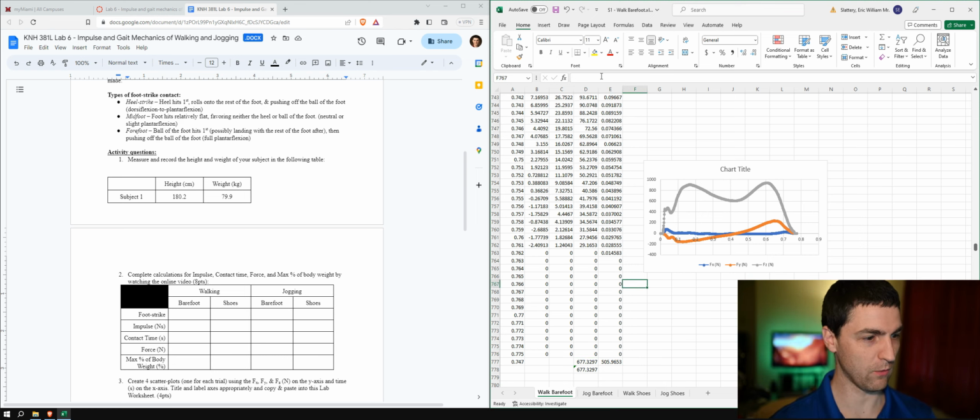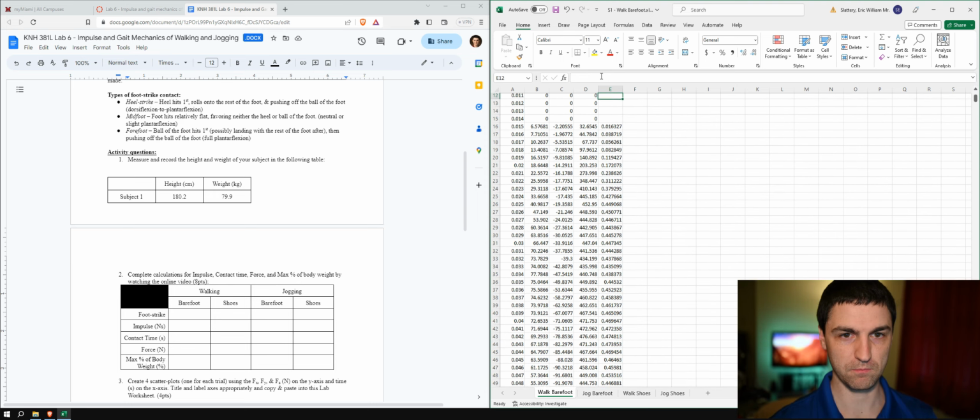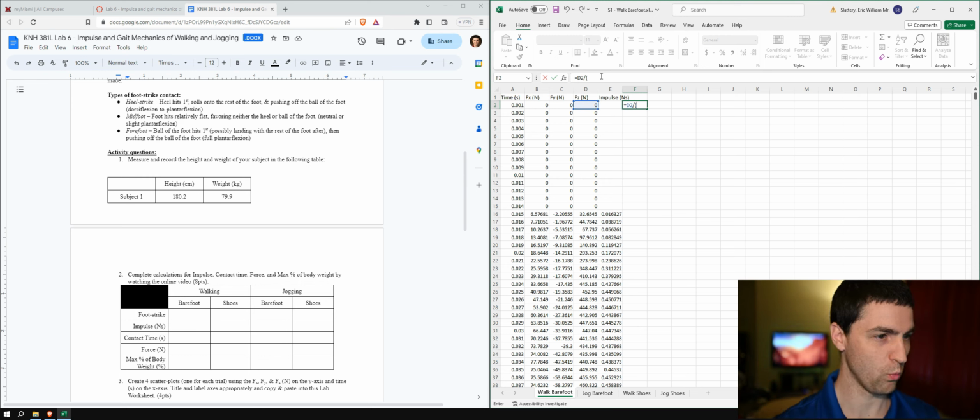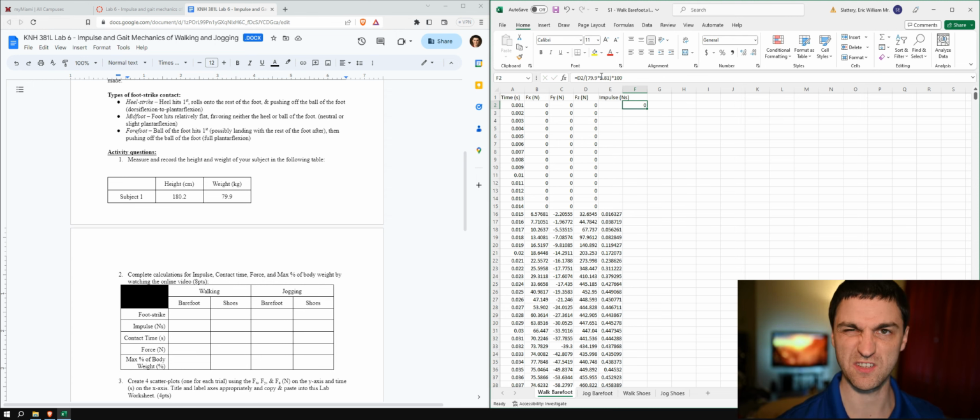All right, and then we've got one more thing, which is going to be the max percent of body weight. I just did the up on that. So what we'll do is go into our next column here. We're going to do equals the force Z divided by our weight in kilograms, which is 79.9 for this specific person. We've got to make sure we multiply it by 9.81 and then multiply by 100. That 100 will give us that percentile.